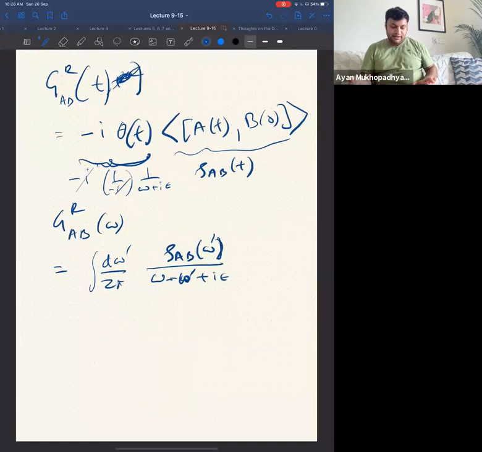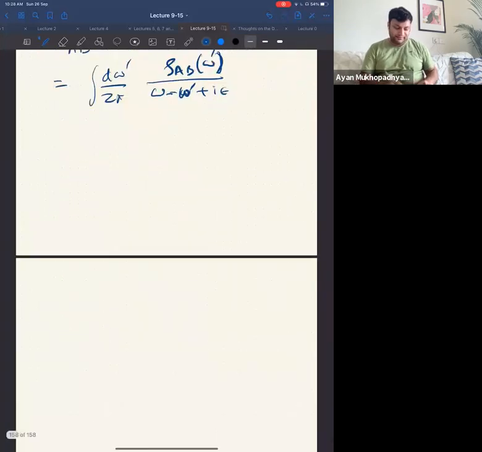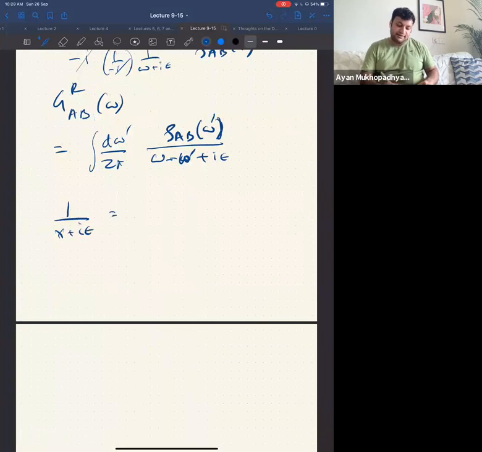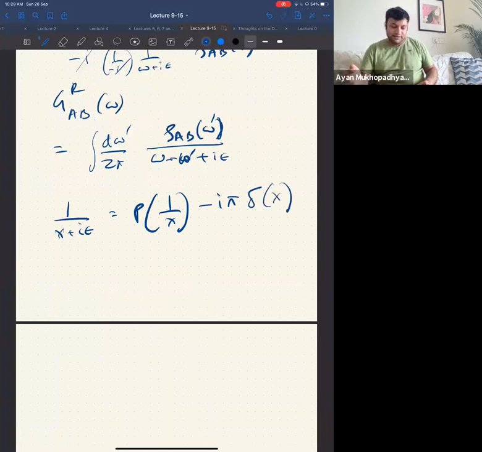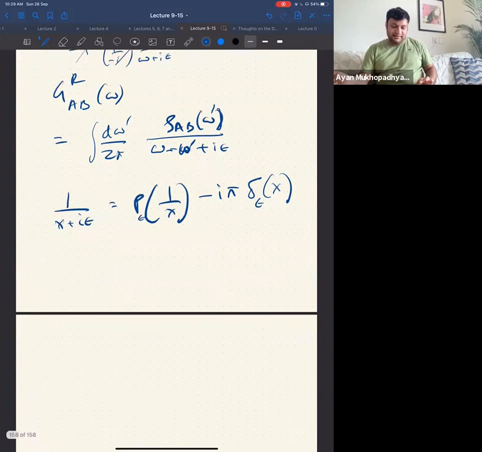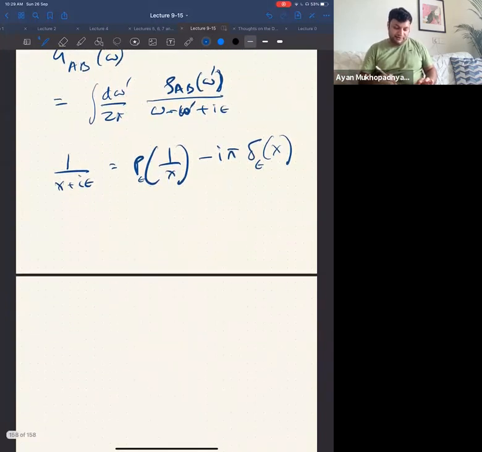So now, if you remember, we have this nice relation that 1 over x plus i epsilon can be written as the principal value of 1 over x, minus i pi delta(x). I hope you remember this, that we explicitly saw that it's basically a regulated version of this, so people can write delta epsilon and P epsilon, the regulated version of this object. Anyway, if you put it back here, you see that I can also write it in this way, that G^R_AB(omega).